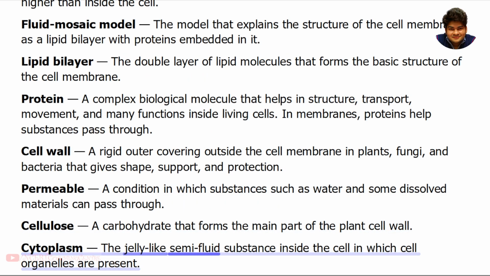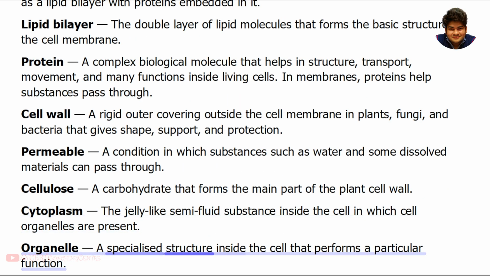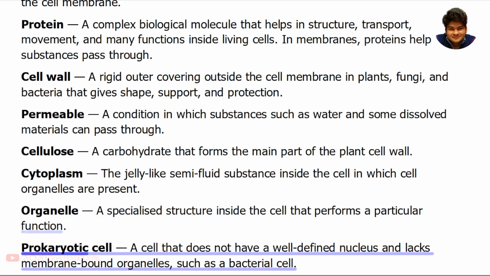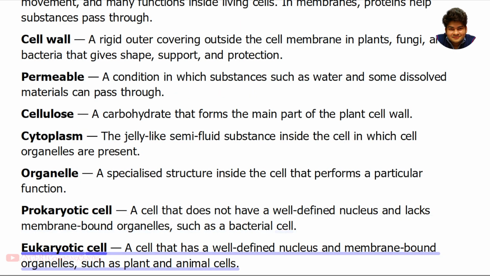Cytoplasm, the jelly-like semi-fluid substance inside the cell in which cell organelles are present. Organelle, a specialized structure inside the cell that performs a particular function. Prokaryotic cell, a cell that does not have a well-defined nucleus and lacks membrane-bound organelles, such as a bacterial cell. Eukaryotic cell, a cell that has a well-defined nucleus and membrane-bound organelles, such as plant and animal cells.